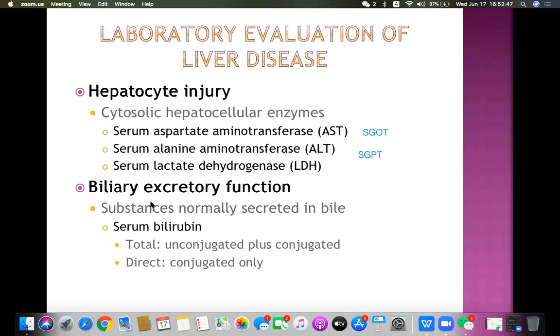Now, another type of liver function test would be biliary excretory function, and that is done by serum bilirubin. Bilirubin is always ordered in the form of TSB, which is total serum bilirubin, and total serum bilirubin means it is the combination of unconjugated and conjugated varieties. Now, unconjugated bilirubin is known as indirect bilirubin. Okay, let me write it here for you. It is indirect bilirubin.